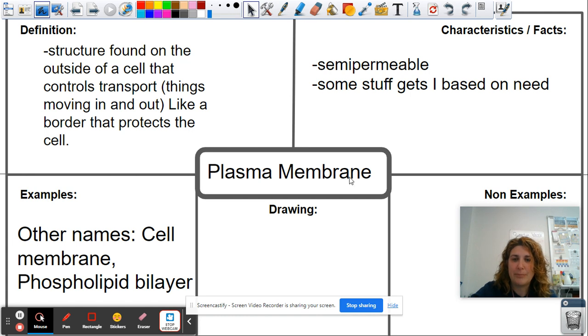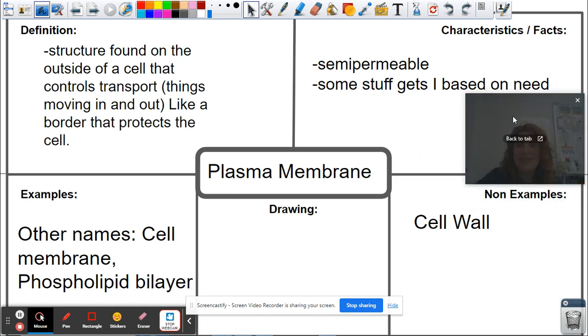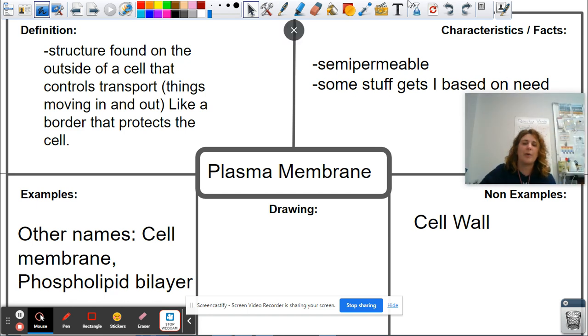Our non-example is a cell wall, right? They both surround cells, cell membranes and cell walls. They do both surround cells, but they're not exactly the same thing. They have slightly different functions and very different structures. So we're going to use that for a non-example because they're not identical.